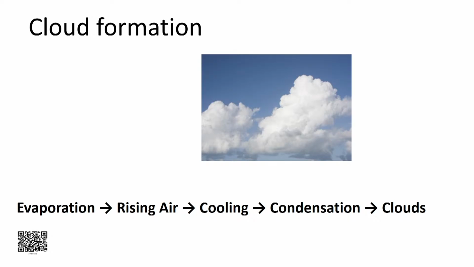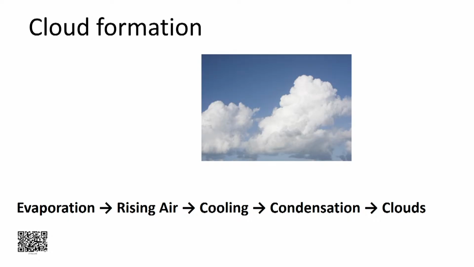First, evaporation: the water from oceans, rivers, lakes and soil evaporates due to heat from the sun, and plants also release water vapor through evaporation. Then rising air: warm moist air rises into the atmosphere. As it rises, the air expands and cools. Next, cooling and then condensation, we will take both.